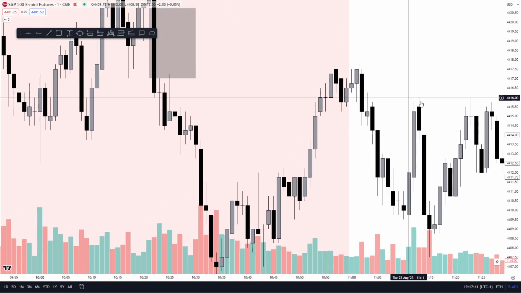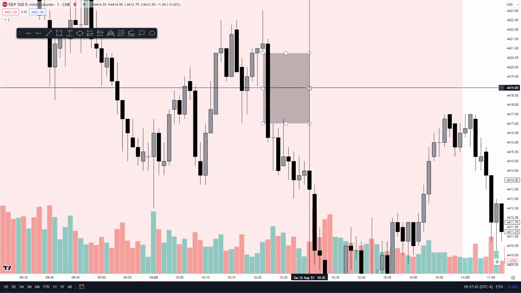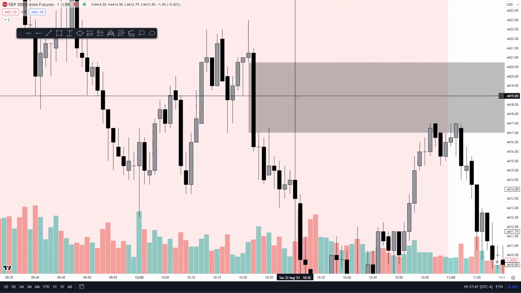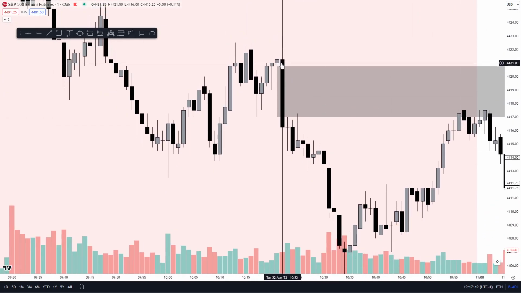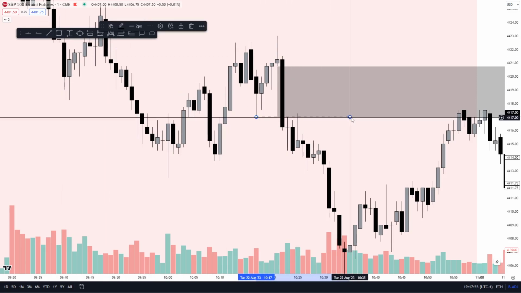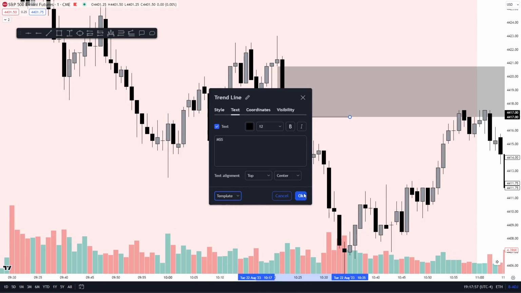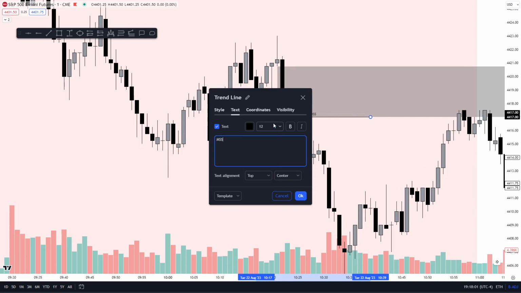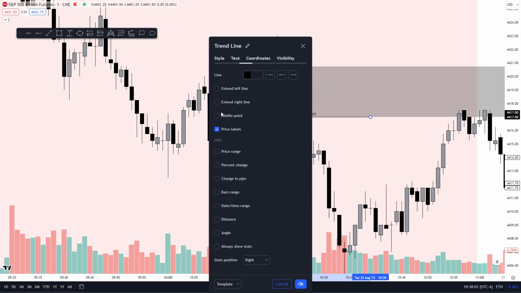Okay, but how can you use this? So first off, that's a fair value gap. Which fair value gaps work the best is going to be fair value gaps with breaks of structure or market structure shifts, whatever you want to call them. So let me bring this up.